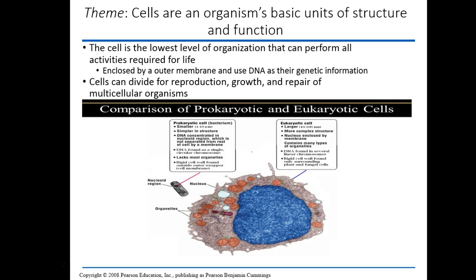Generally, DNA is a circular chromosome. The bacterium lacks most organelles. It just has the operating organelles. And there is a cell wall found around the outside. Eukaryotes are larger, more complex. They do have a nucleus that's bound by membranes and organelles that perform specific functions.